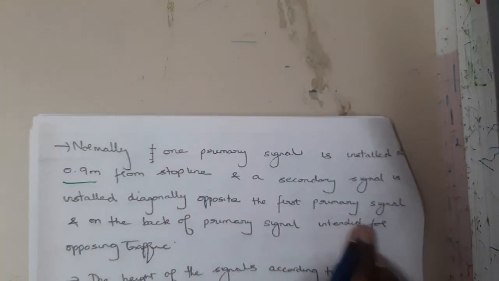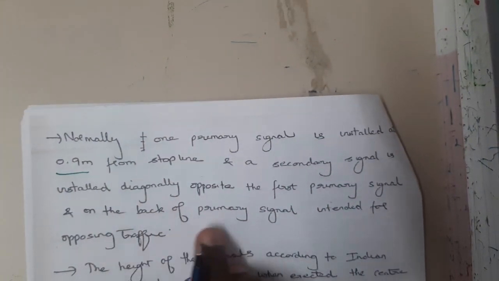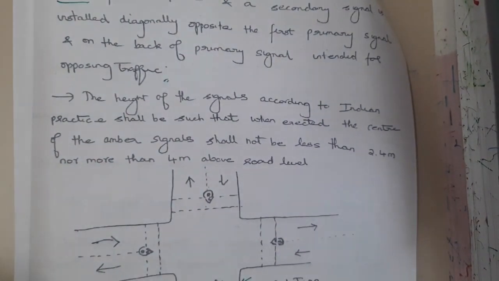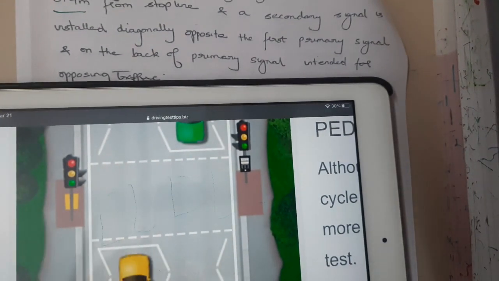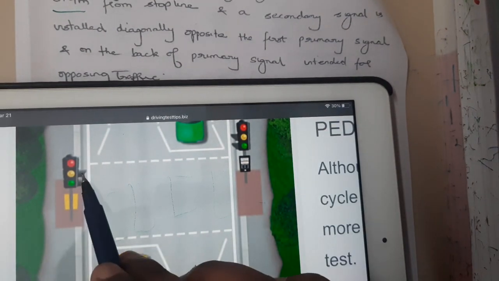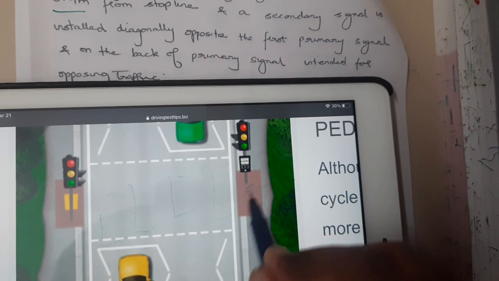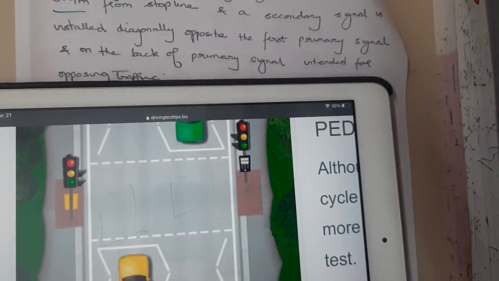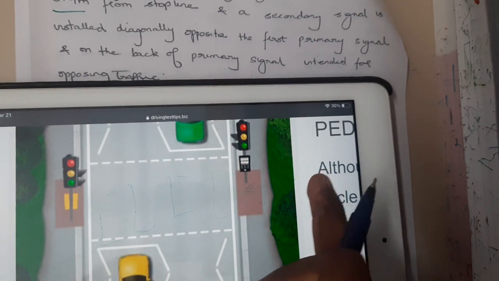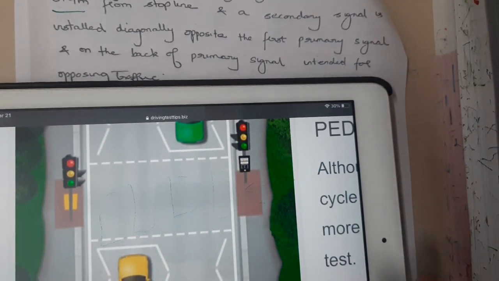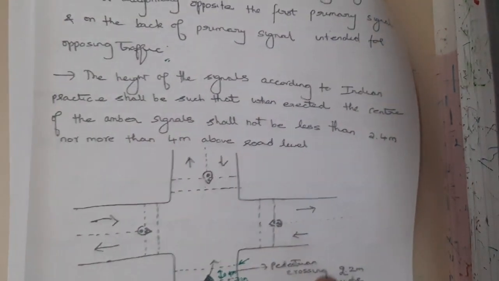Opposite to the first primary signal, and on the back of the primary signal, intended for the opposite traffic. Even here, if you notice, on one side we have this traffic, and on the other side we have two more signals, right? This is for the other traffic from here. In this diagram it is not there, but it is possible. Assume it is a four-way junction. In that situation a few might be there from that side, right? I think even in India I noticed it somewhere, guys. So I hope everyone got some basic idea now, right?